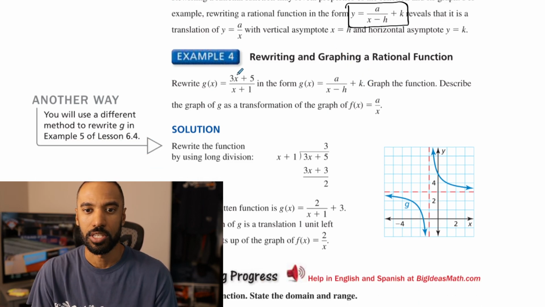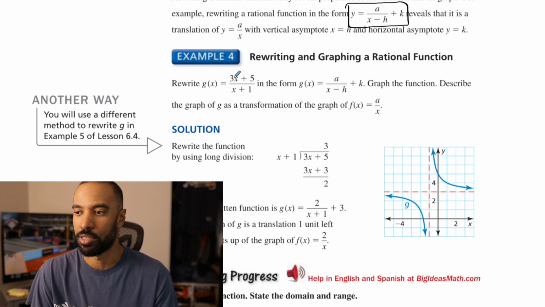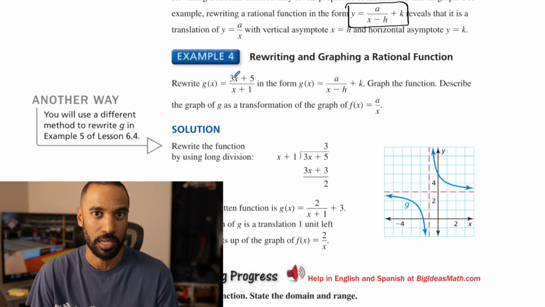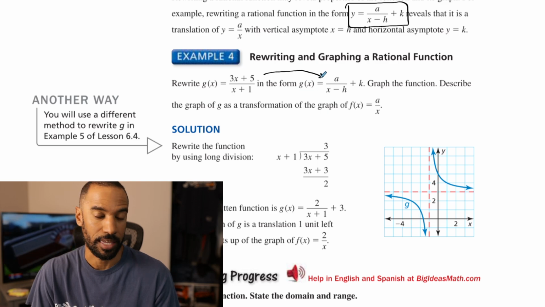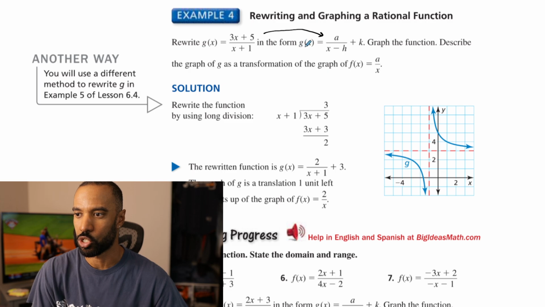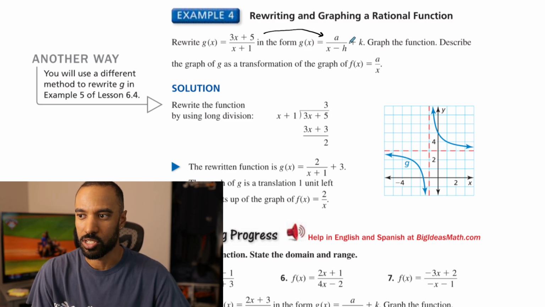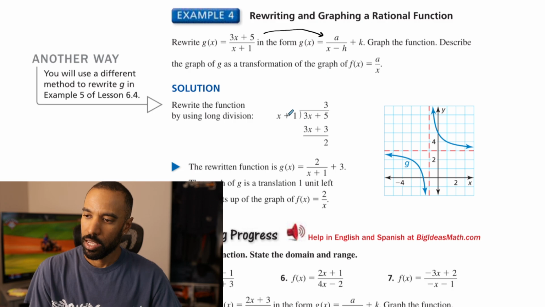based on that. To think that your a value is just 3 would be incorrect. That's not how this thing works. 3 is actually more about the horizontal asymptote, but we'll get into that. So they say rewrite this in this form, which I like that. Rewrite this in this form and graph the function. Describe the graph of g as a transformation of the graph of a over x. So that's probably just going to say, oh, you just translate this many units left and down or whatever it is. So what do they do? They go to long division.